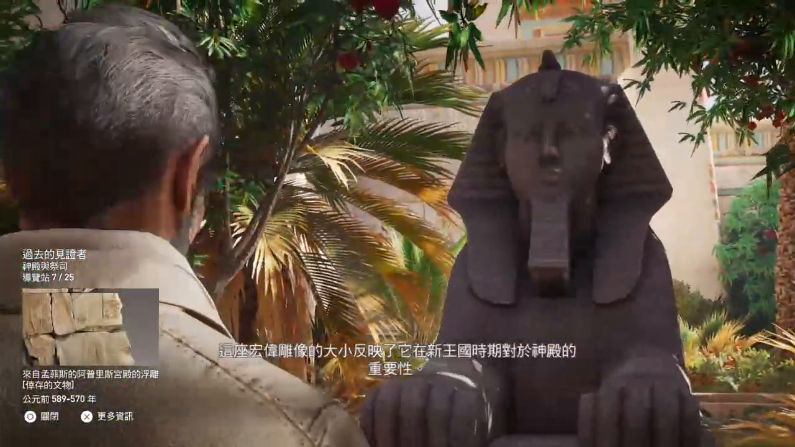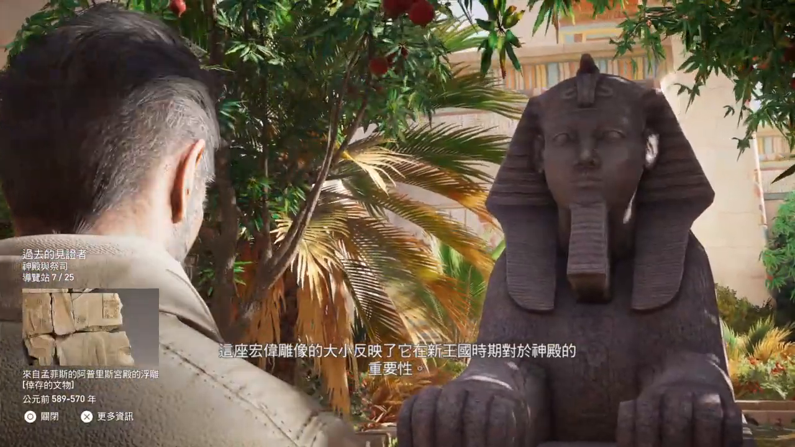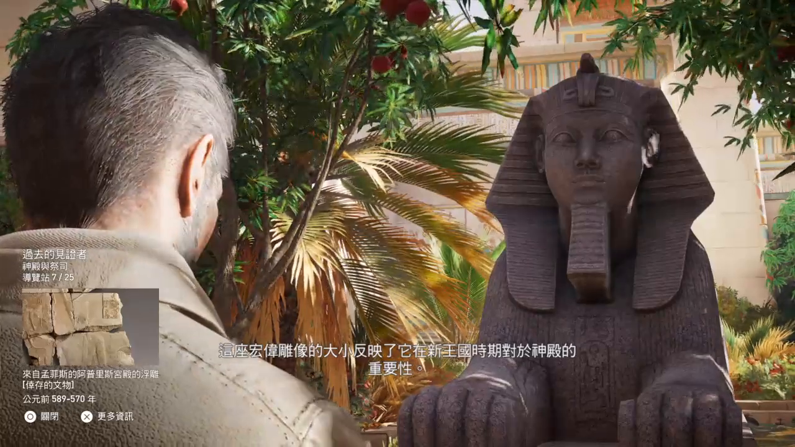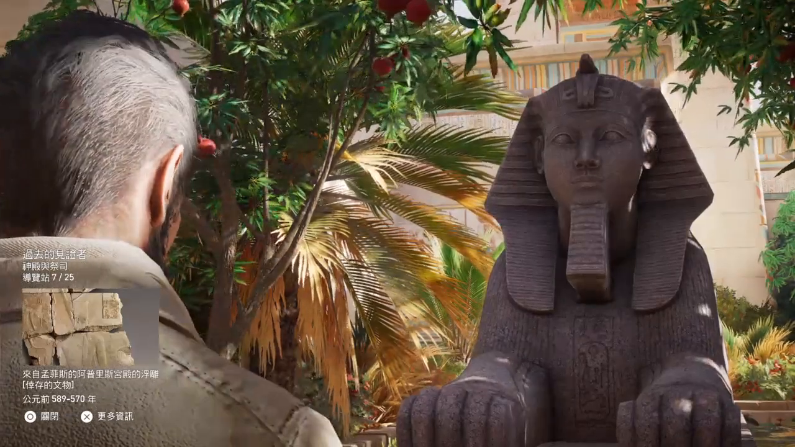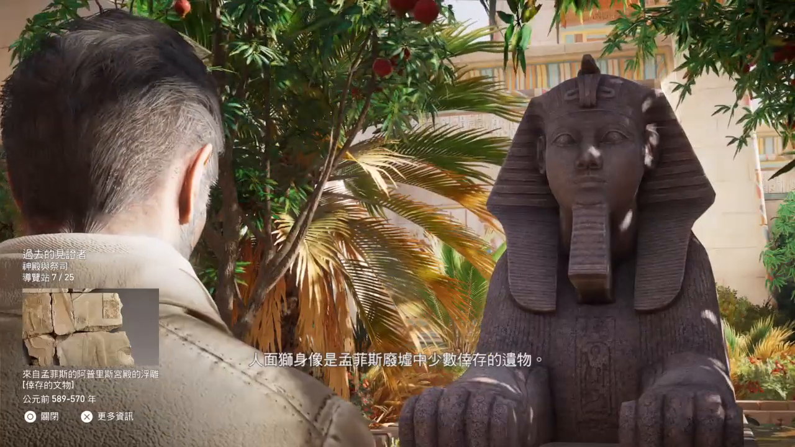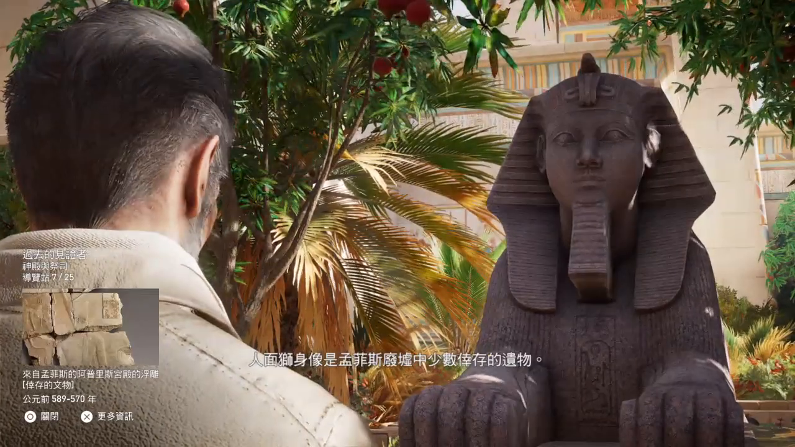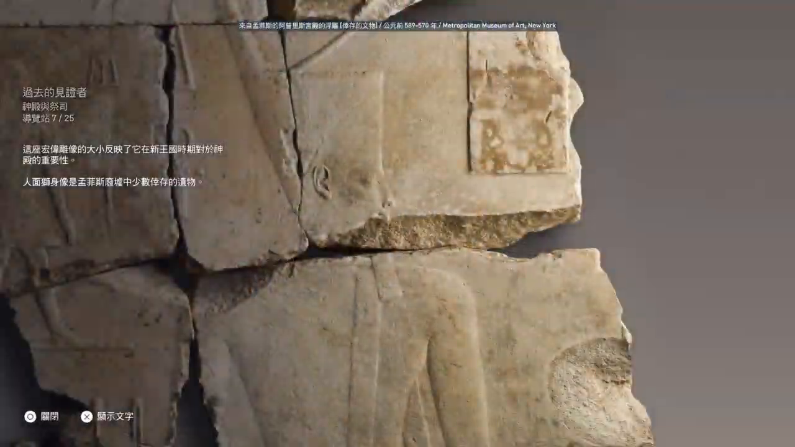The size of the imposing sculpture reflects the importance it had to the temple during the New Kingdom. This Sphinx is one of the few remaining artifacts from the ruins of Memphis to survive.